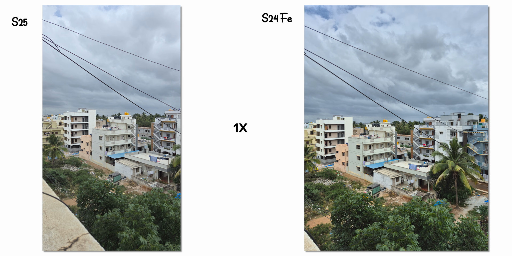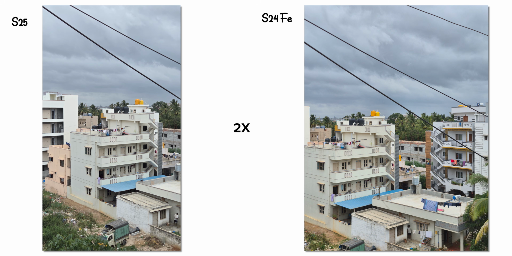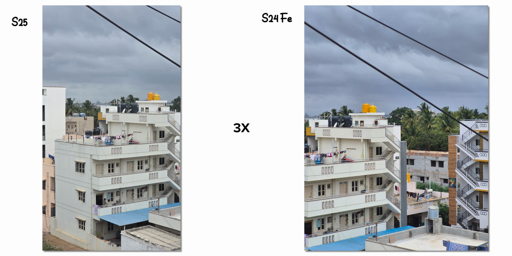This is the 1x mode photo. Again, both the photos look really good. And this is the 2x shot. Here also, the results are pretty much the same. You can observe the clouds and the sky as well. Images from both mobiles are good. The same goes for the 3x images too. In the S24 FE, the colors are a bit more saturated than the S25.